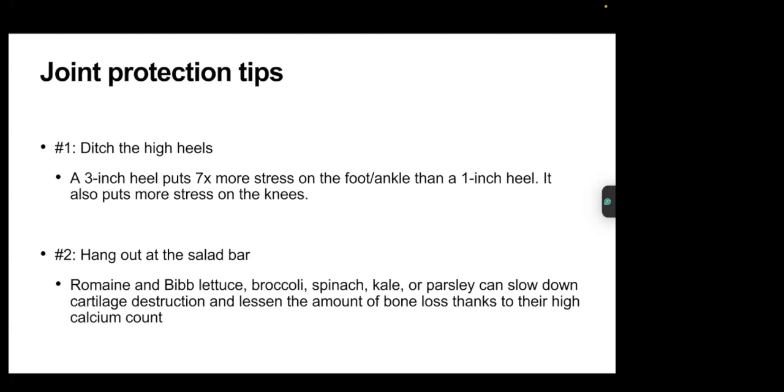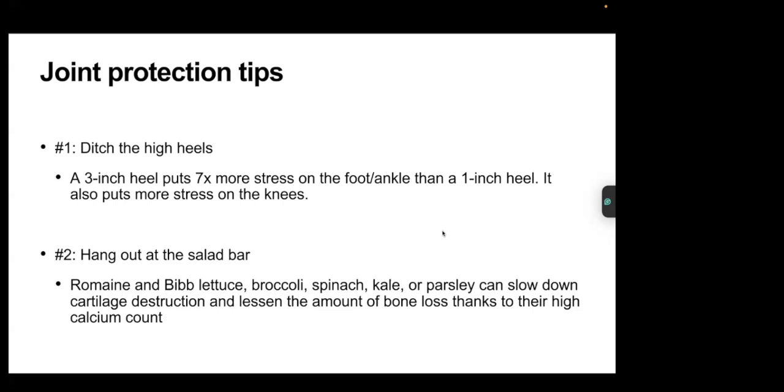Wearing high heels tends to put a little bit more stress on the ankles and therefore on the knees and the hip. It's kind of a whole long chain. A 3-inch heel puts 7 times more stress on the foot and ankle than a 1-inch heel. And obviously, stilettos put a little bit more pressure than wedge sandals and so forth. But just that elevated position puts a little bit more stress. It can change the angle of the joints and put a little bit more stress on the knees, for example.